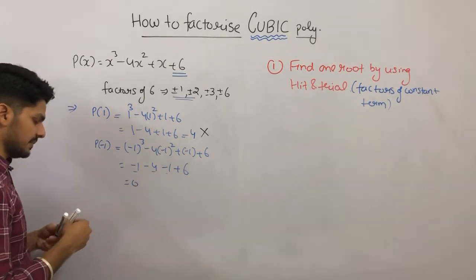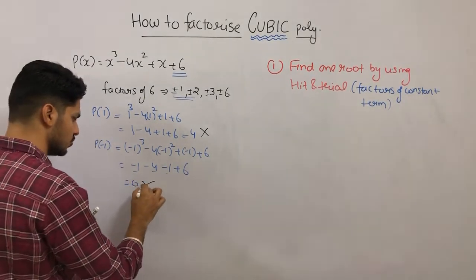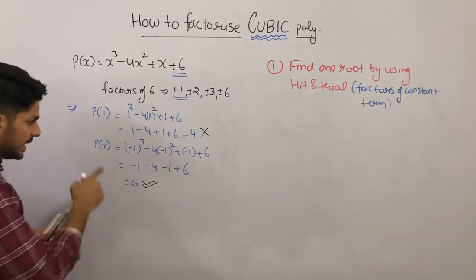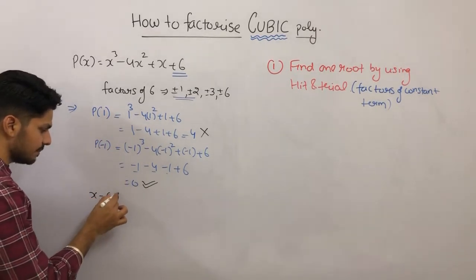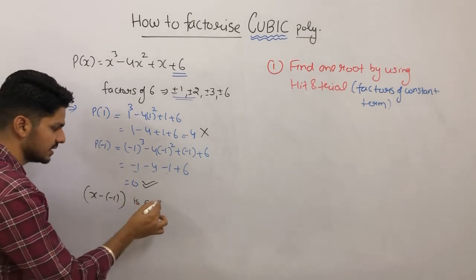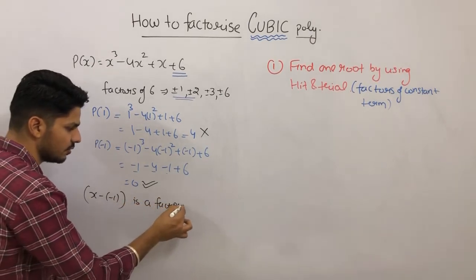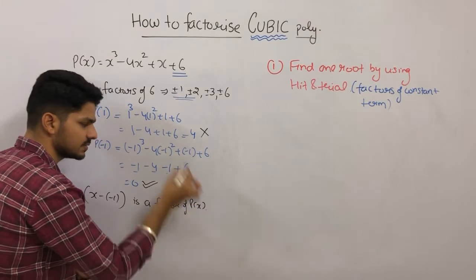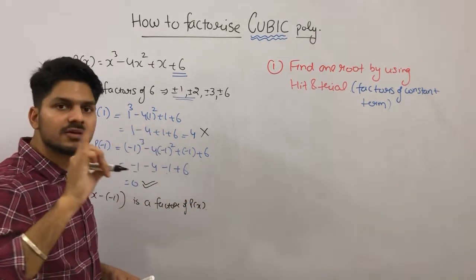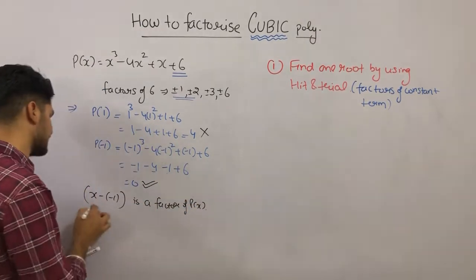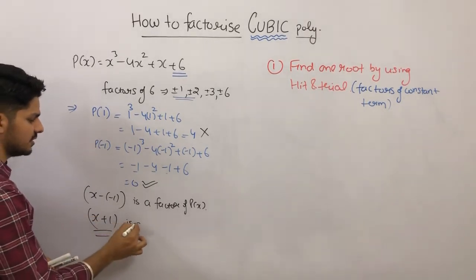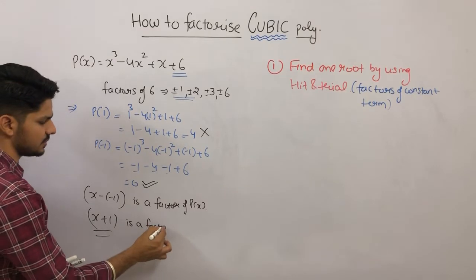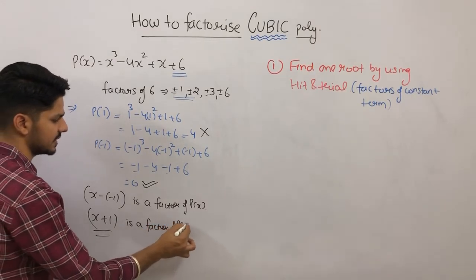Yes, the remainder is 0. If the remainder is 0, then x minus minus 1, that is x plus 1, is a factor of P of x. Bas, we have achieved one factor. अपना आधा काम तो हो गया. We have solved 50% of the question.